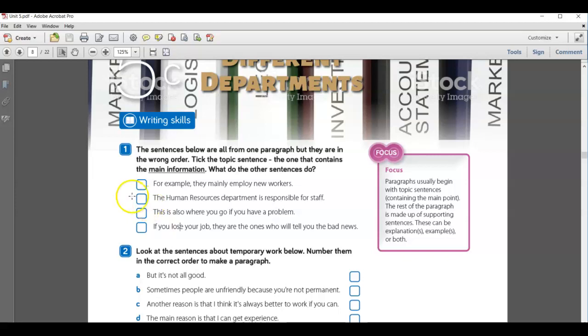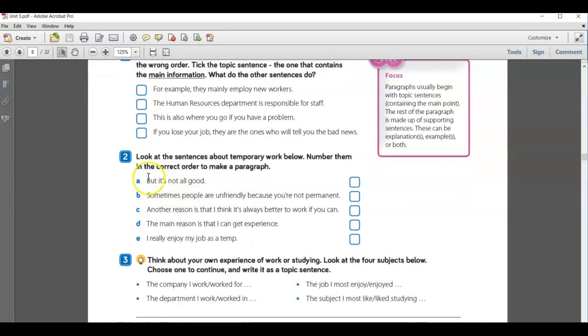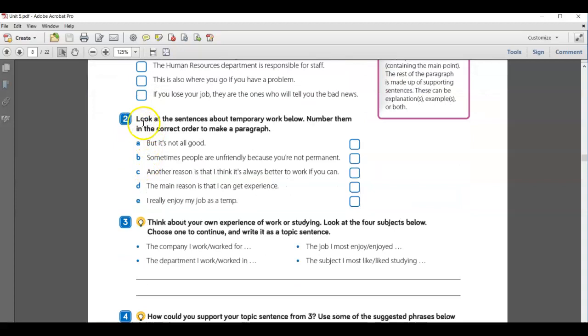So this is the main idea. This one, the second, followed by this one. This is an example. This is a further explanation. Okay. Now, activity number 2, look at the sentences about temporary work below, number them in the correct order to make a paragraph. Which one first, second, third, and fourth, and fifth?